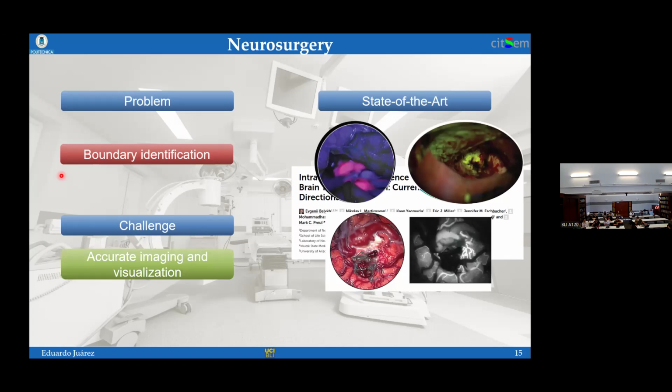The necessity is that we need to develop accurate acquisition and visualization systems. We need systems that, running algorithms in real time, can provide in the operating room an accurate delimitation between the healthy and the diseased tissue. That is one of the challenges.